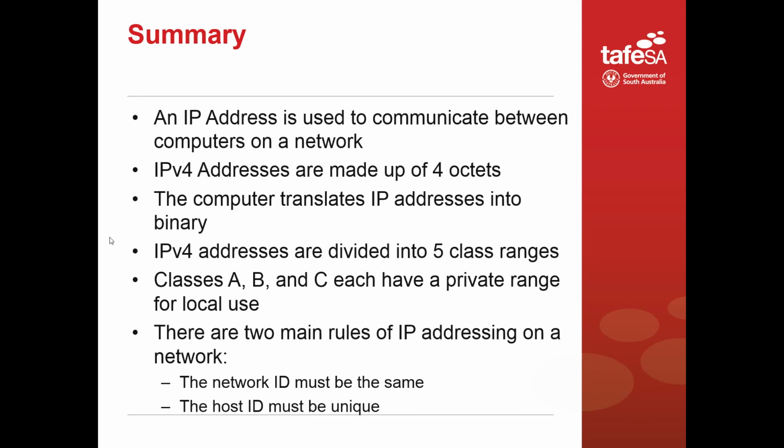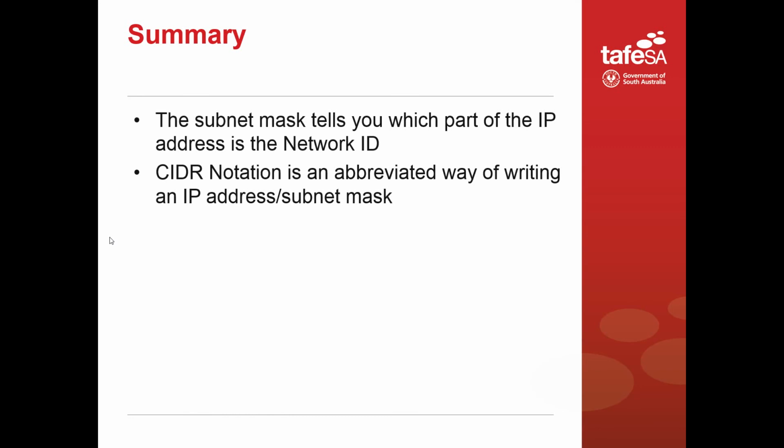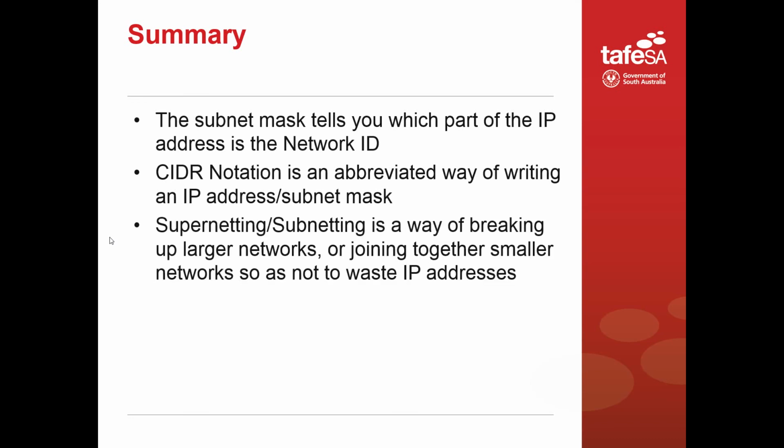The main 2 rules you need to remember, and this is pretty much core to this entire unit: the network ID has to be the same, and the host ID must make your IP address unique. Without that, you cannot have computers successfully talking on the network. The subnet mask is the part that helps you calculate the network ID, and the CIDR notation is the abbreviated way of writing the IP address and the subnet mask.